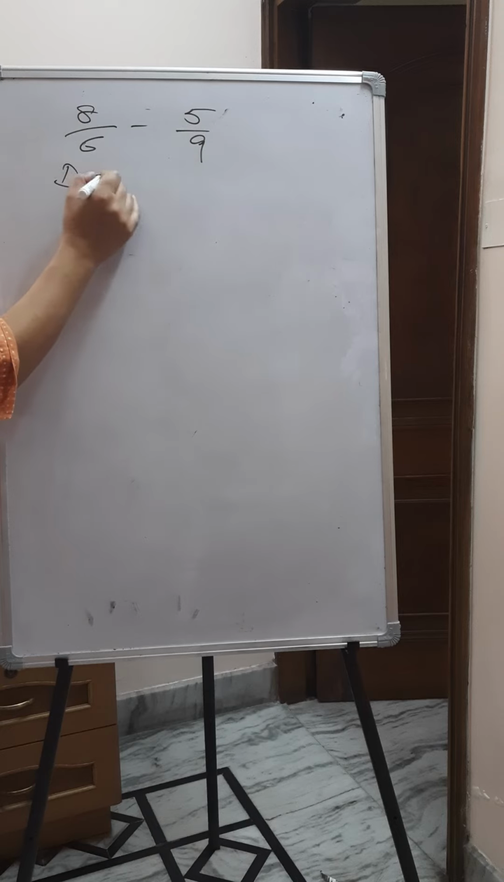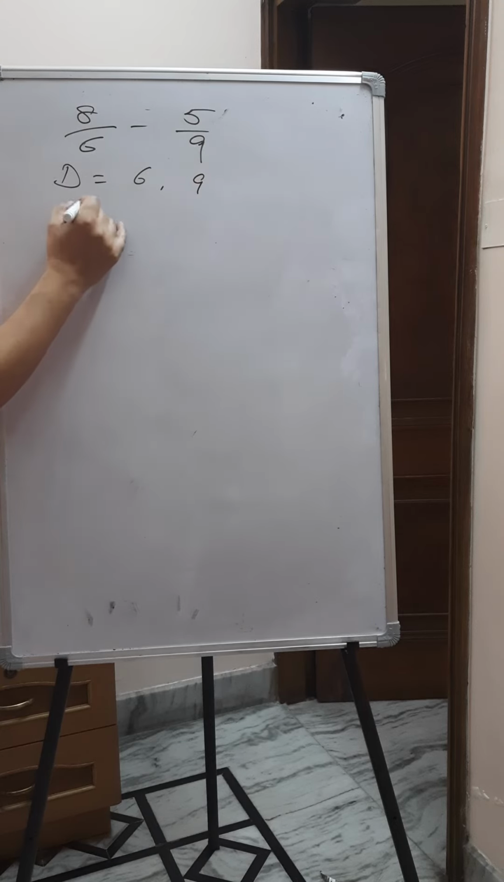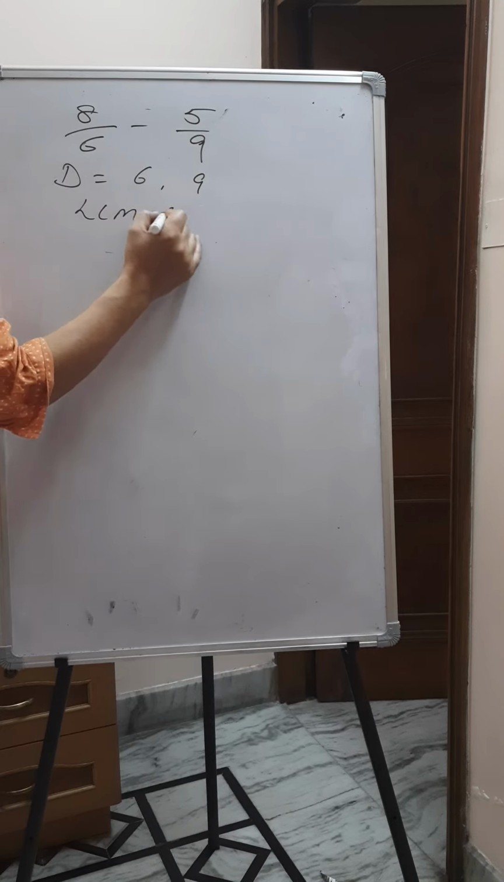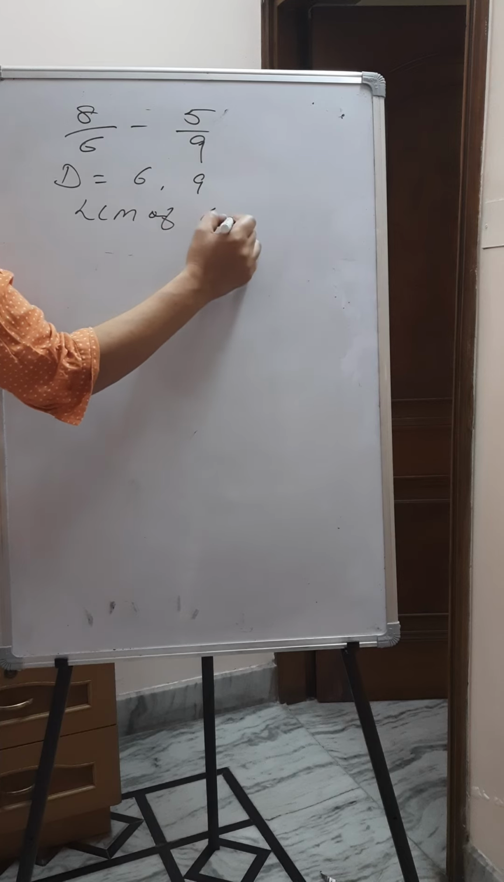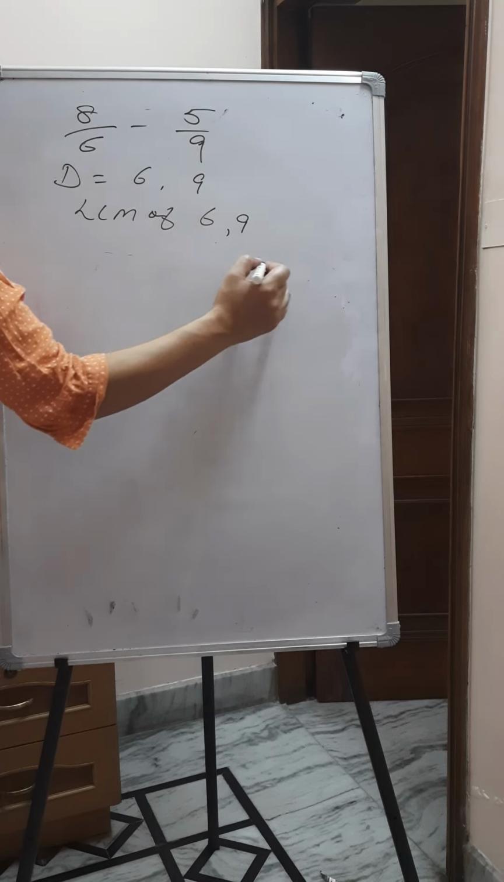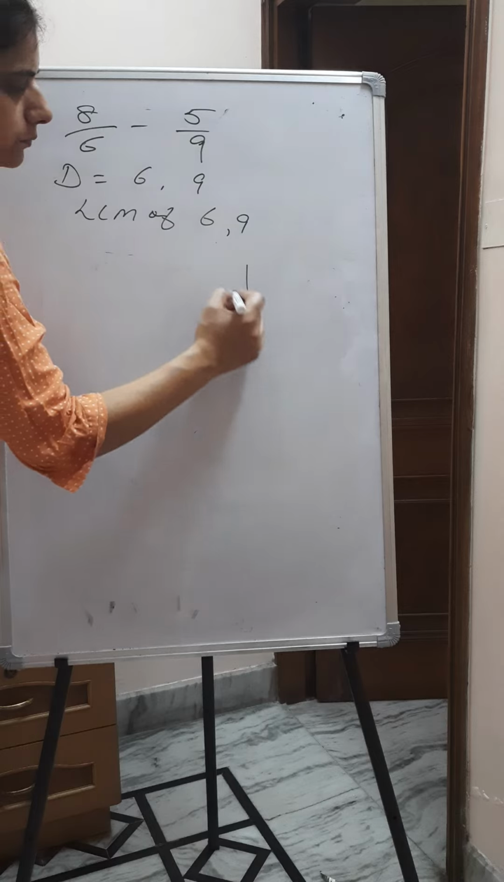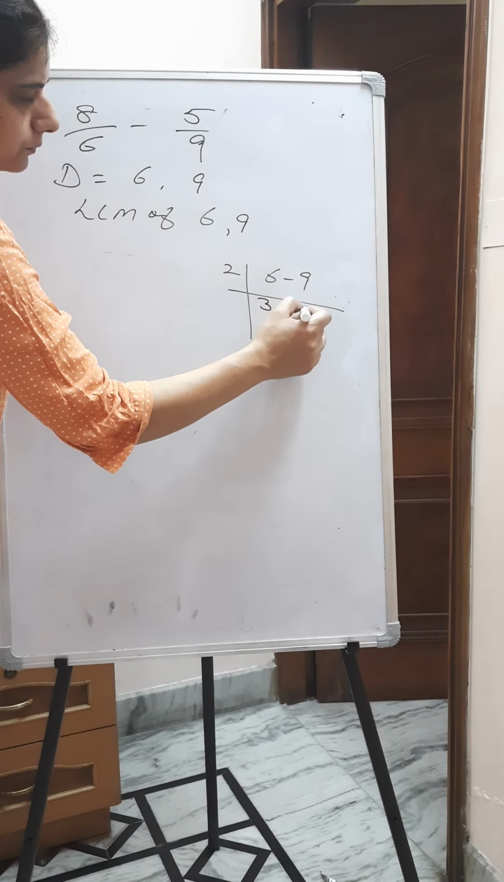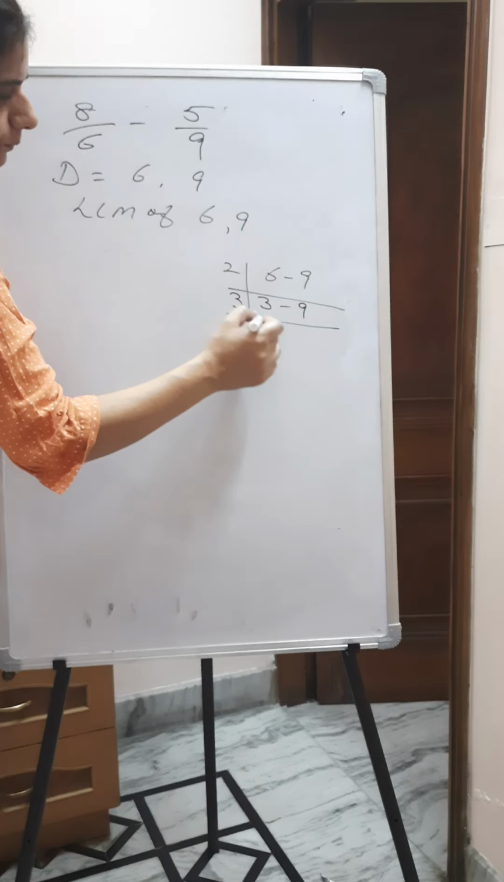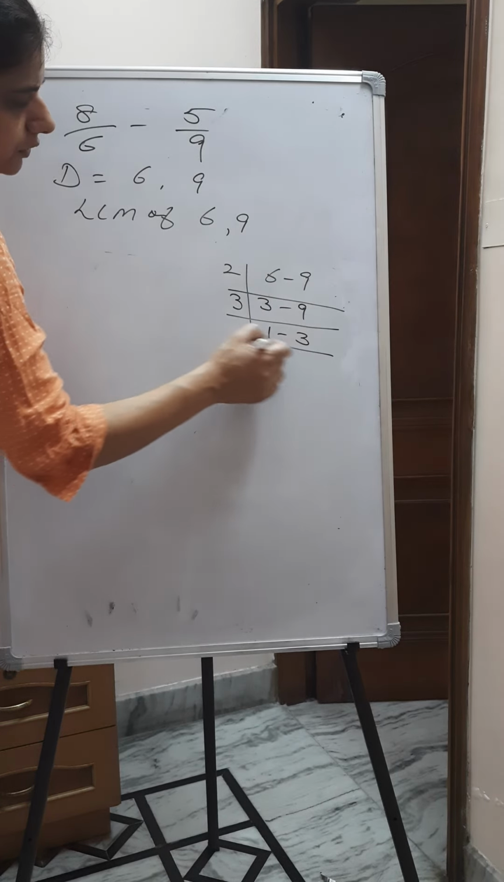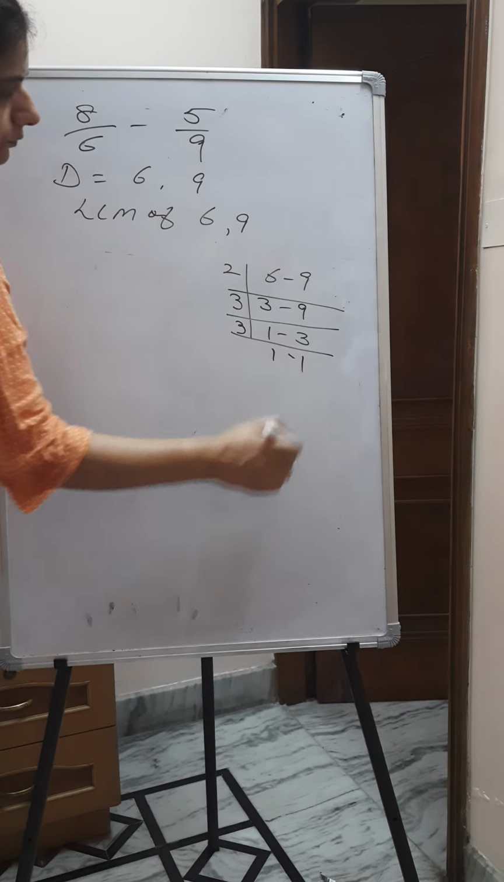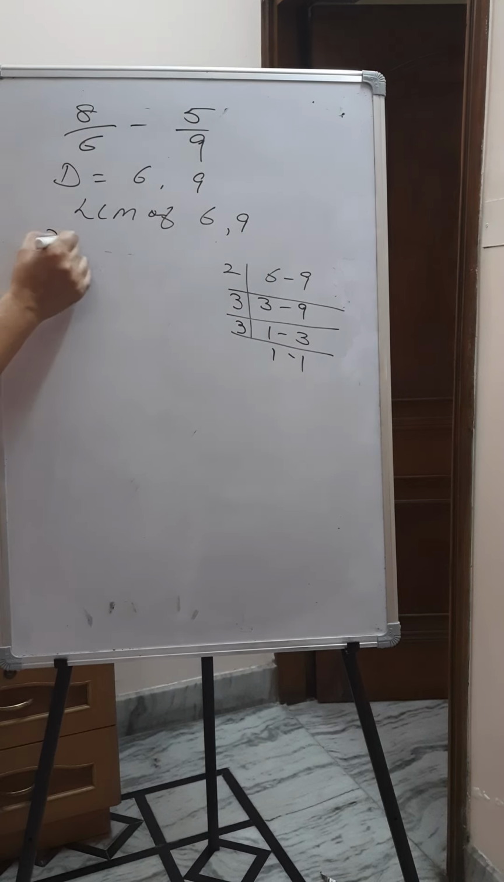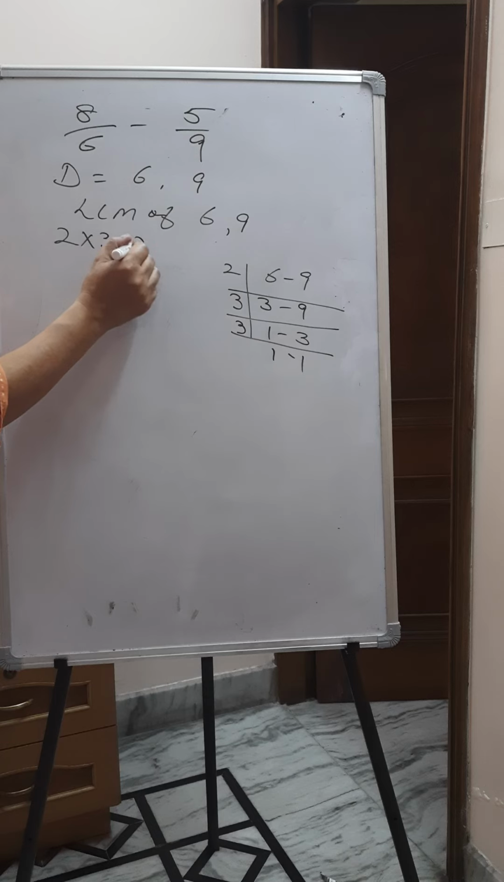the denominators are different, 6 and 9. Then take the LCM of the denominators, 6 and 9. Take the LCM: 2 3s are 6, 9 as it is, 3 1s are 3, 3 3s are 9, 3 1. So LCM is 2 into 3 into 3, it is 18.